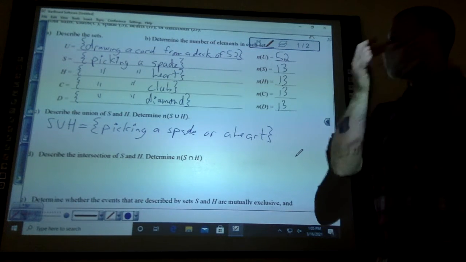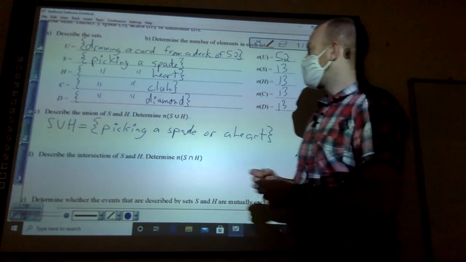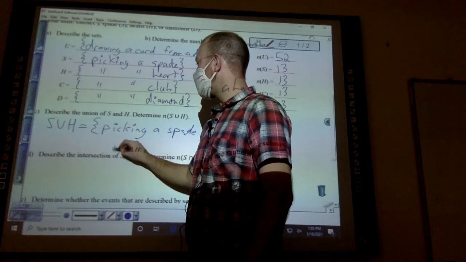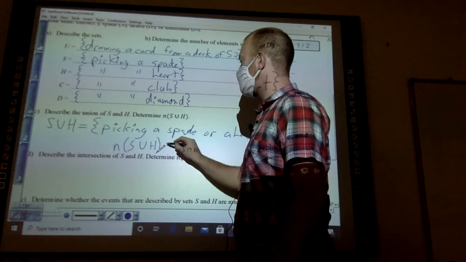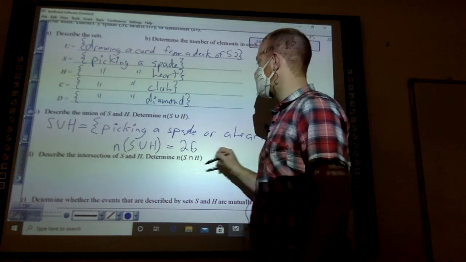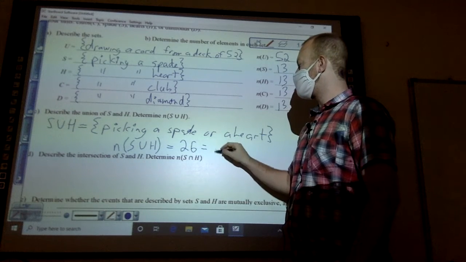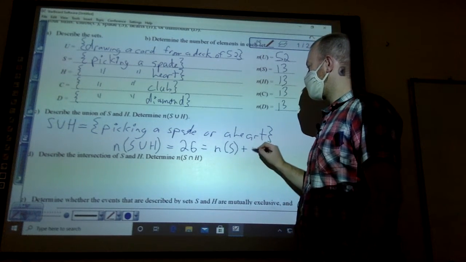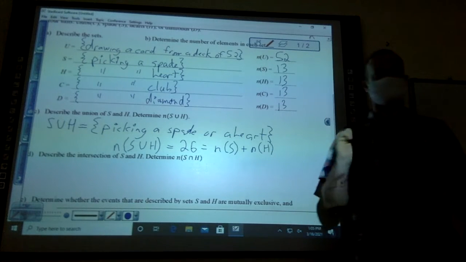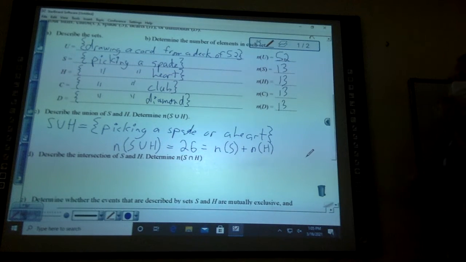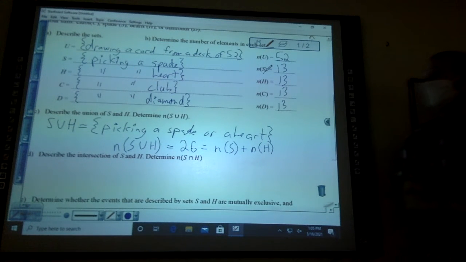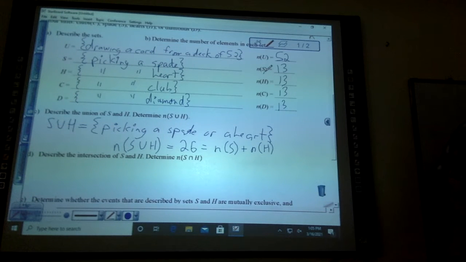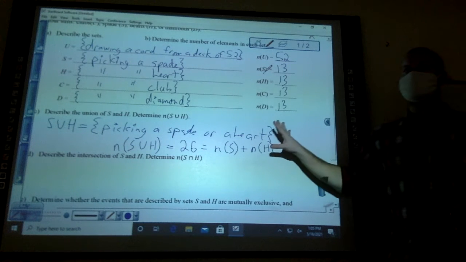26. Because I can either pick a spade or I can pick a heart. So again, using proper notation, n of S union H, the number of elements, equals 26. And if you don't know where this came from, this is just the number in S plus the number in H. Number in S comes from here, number in H comes from here as well. Any questions on this?